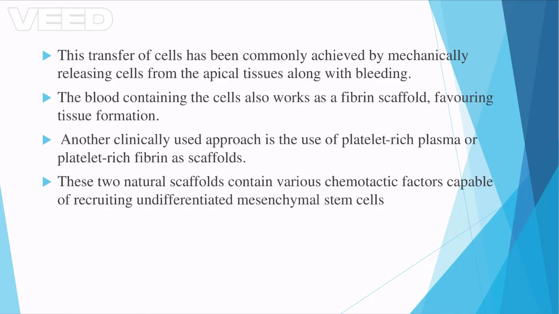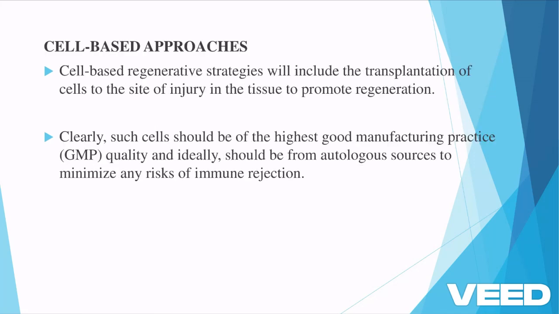This transfer of cells has been commonly achieved by mechanically releasing cells from the apical tissues along with bleeding. The blood containing the cells also works as a fibrin scaffold, favoring tissue formation. Another clinically used approach is the use of platelet-rich plasma or platelet-rich fibrin as scaffolds. These two natural scaffolds contain various chemotactic factors capable of recruiting undifferentiated mesenchymal stem cells.